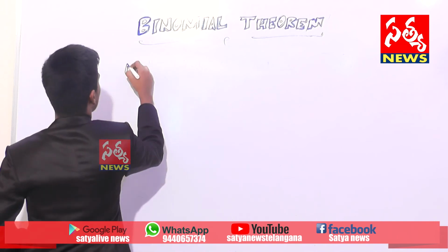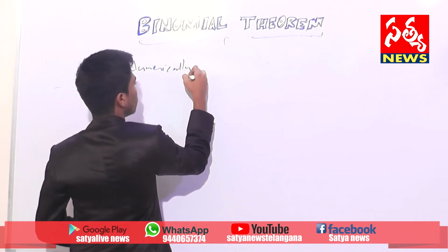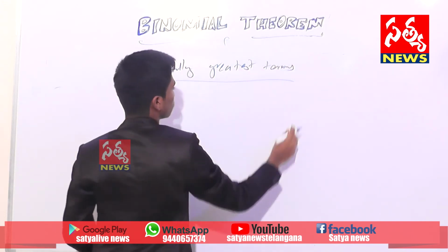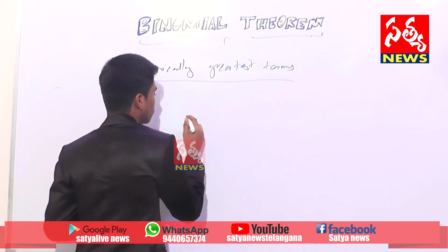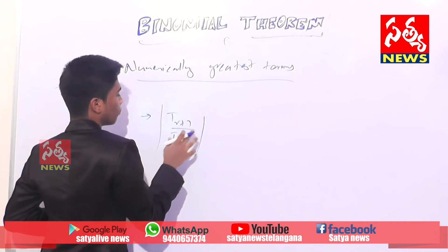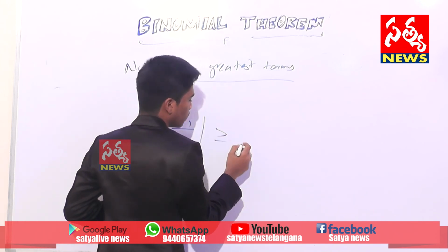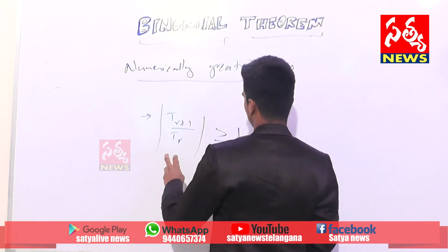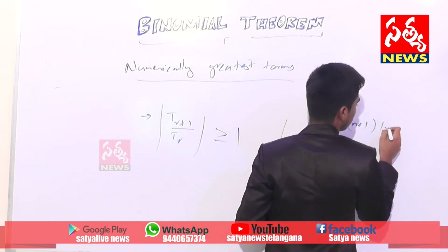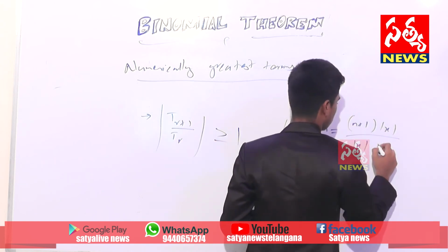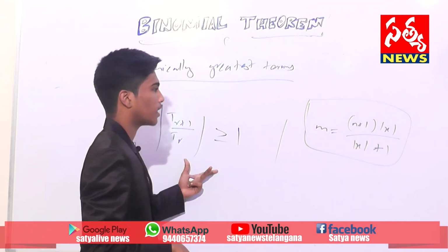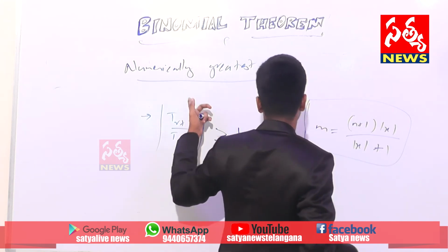Now let's discuss numerically greatest terms. Simply remember the formulas for it. The modulus of T(r plus 1) by T(r) is greater than or equal to 1. This is a condition, and m equals (n plus 1) into mod x by (mod x plus 1), where m is the numerically greatest term. Okay, this is the condition and the formula for finding the numerically greatest term.